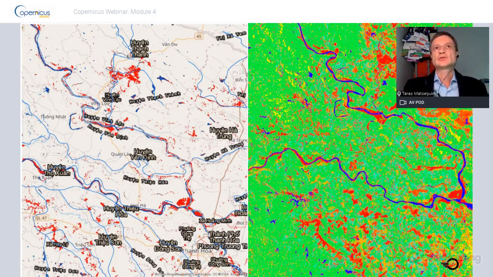Here I would like to show you some examples in comparison of the products that were produced with our platform and the products which were produced by the International Disaster Charter for floods in Vietnam. It was one of the reference cases. The beige image on the left was produced with very high resolution data from the TerraSAR-X satellite operated by Airbus Defence and Space, at 3 meters per pixel resolution.